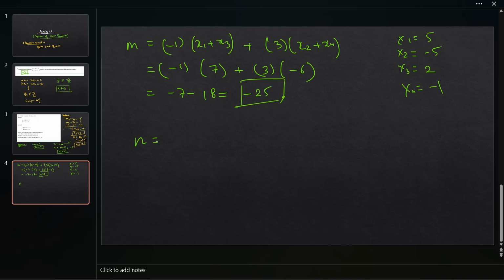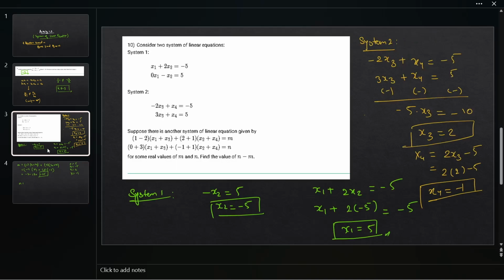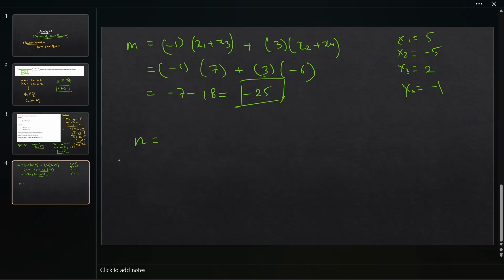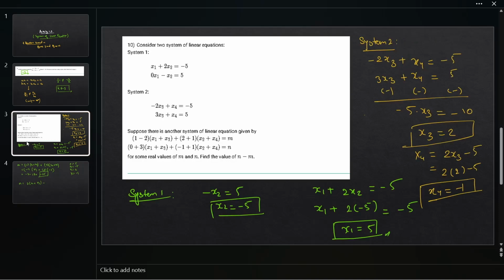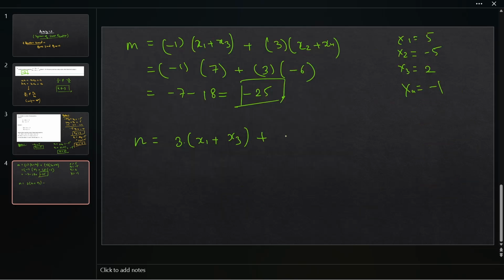Now let's solve for n. The value of n is given as 3 times x1 plus x3, plus 0 times x2 plus x4. So maybe this could be ignored and we just have to do 3 times x1 plus x3, which is again 5 plus 2, that is 21.